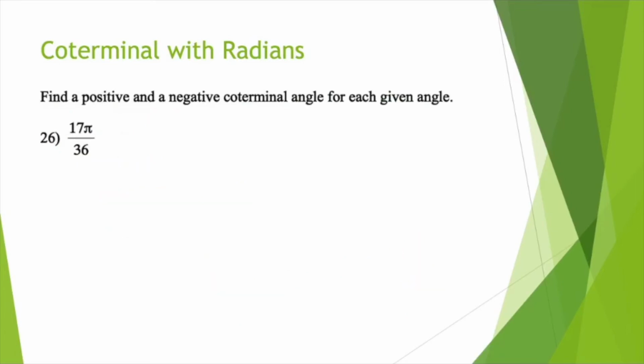Now we're going to find a positive and negative coterminal angle for this 17 pi over 36. So I'm going to add 2 pi to this, forgetting my pi for a moment and taking the 17 over 36, I'm going to add 2 to it. If you're doing it on your calculator, go ahead and get it out and do that. When I was done, I got 89 over 36, and then I'm going to tack on the pi.